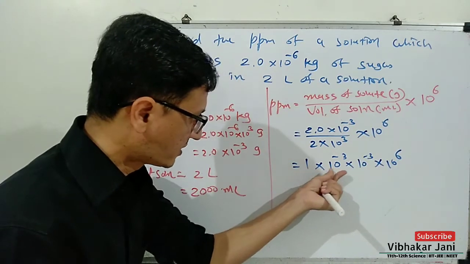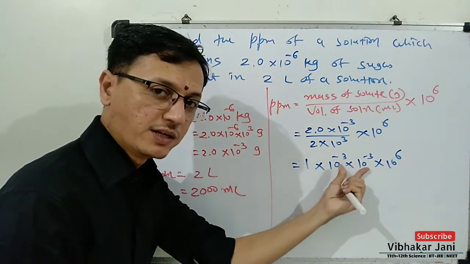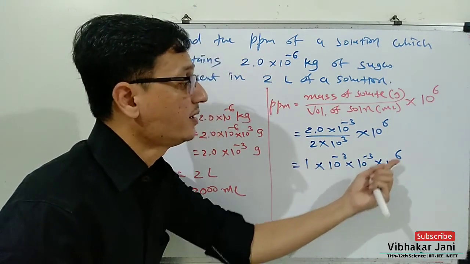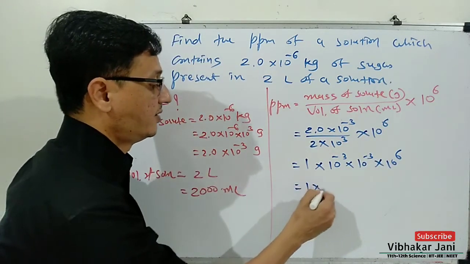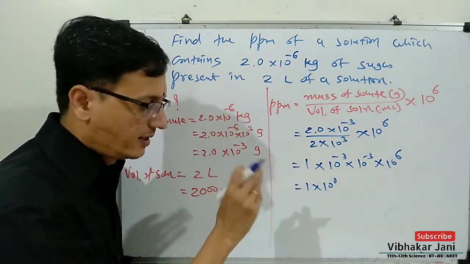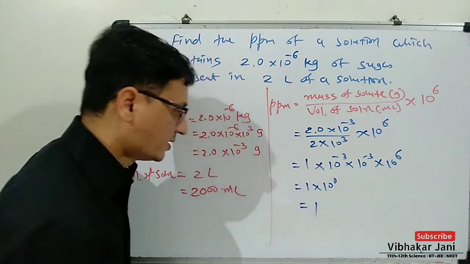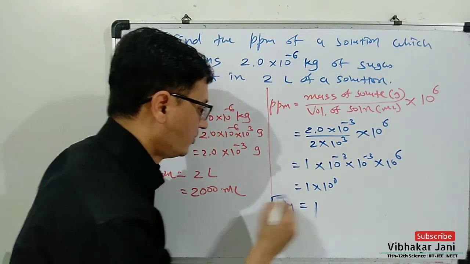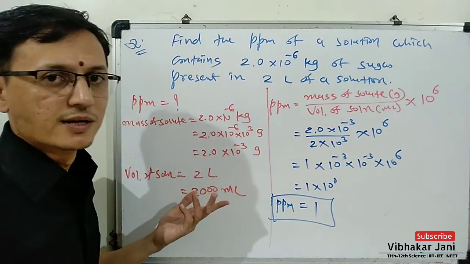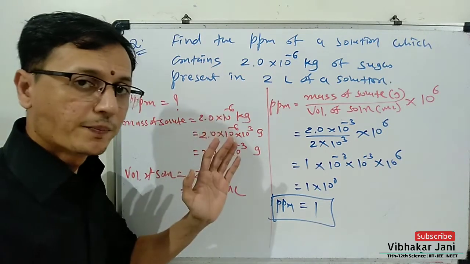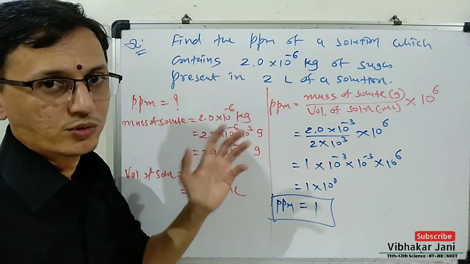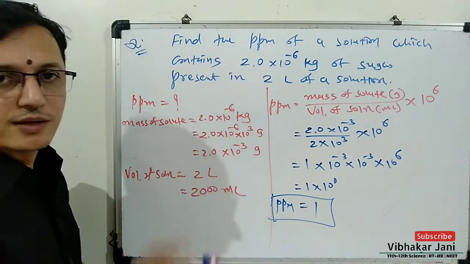Now 10 to the power minus 3 multiplied by 10 to the power minus 3 will give us 10 to the power minus 6, and 10 to the power minus 6 multiplied by 10 to the power 6, that means it will be 10 to the power 0, minus 6 and plus 6, so it is 0, and 10 to the power 0 is equal to 1, so our answer is 1. So ppm of our solution is 1. So that's all for this question. So you can find the value of ppm for any solution if you have the value of mass of solute and volume of solution. So pause the video and just write down this question.